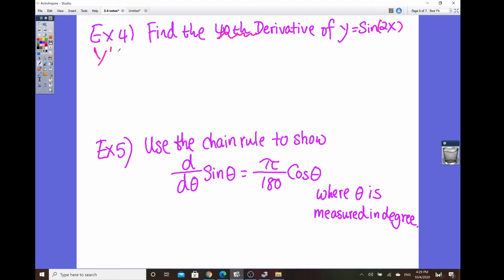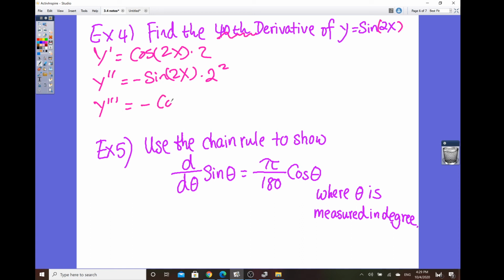So the first derivative, y prime, would be cosine of 2x times 2, again using the chain rule. So y double prime, the derivative from here, would be negative sine of 2x, because the derivative of cosine is negative sine of the same quantity. And then times the 2, it's a coefficient, we need to carry that over. And then don't forget the derivative of the inner function, another 2 right here. So that would be 2 squared. Then y triple prime, the third derivative, the derivative of negative sine of 2x, would be negative cosine of 2x.